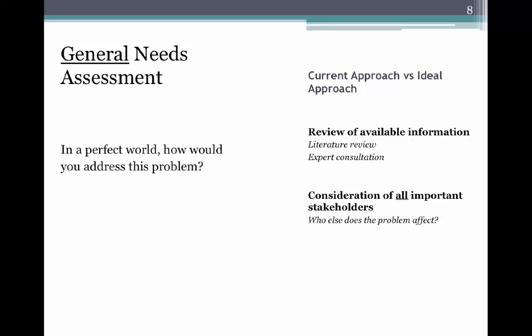Like any scholarly project, the first step in a general needs assessment is to review the information that is available via a thorough literature review. Who else is working on your problem and how? What methods are they using? What has or has not been studied before? Think broadly at this step.